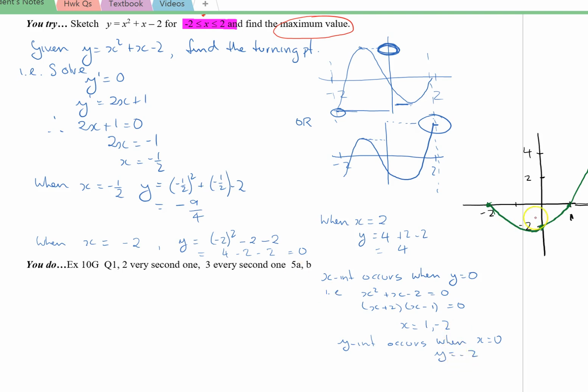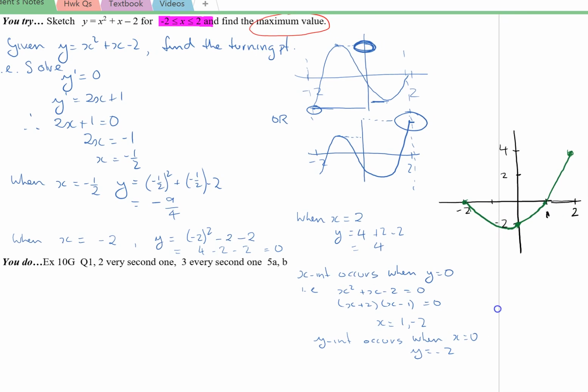Now that's enough information to be able to graph it. You can see I start at negative 2, 0. I come down to my minimum turning point and come back up such that I can very clearly see from my graph that my maximum, which is what I was asked to find, the maximum value in this restricted domain would be the y value of 4. I think you should be right now to do exercise 10G.